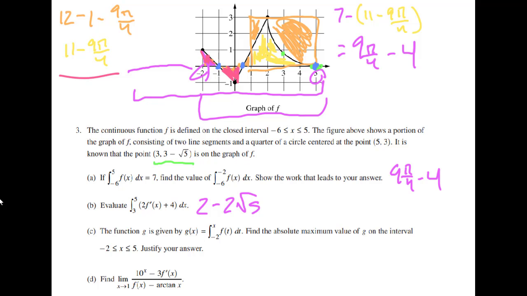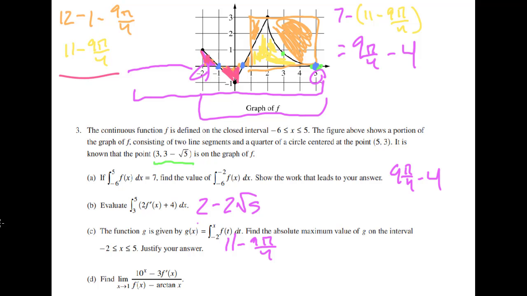So let's write that down in purple, since all of our answers are in purple. Our maximum value is 11 minus 9 pi over 4. So that one may have been a little bit confusing. I mean, all of these may be a little bit confusing, but I'm going to just review what we did.